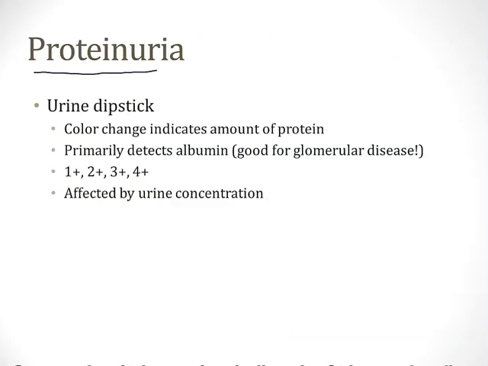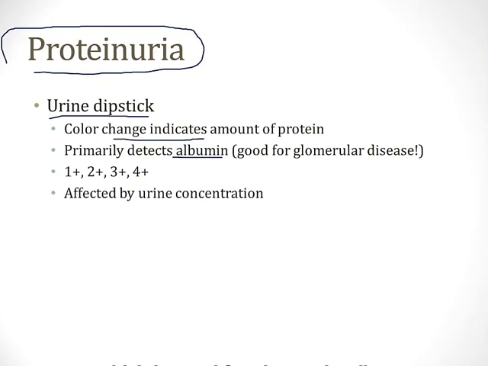So proteinuria is another hallmark of glomerular disease, and there's a couple of ways we can diagnose proteinuria. The first is, again, to use that urine dipstick. It has squares on it that will change color, indicating the amount of protein. And it primarily detects albumin, which is good for glomerular disease, but you should know this because in other pathology, where the protein involved is not albumin, the urine dipstick is not so good at picking it up. We describe the urine dipstick proteinuria as 1 plus, 2 plus, 3 plus, or 4 plus to say how much protein there is. So glomerular diseases often have 4 plus protein, meaning there's a lot of protein in the urine.